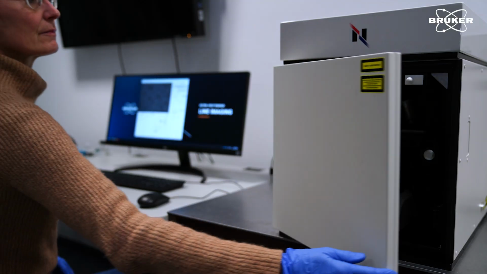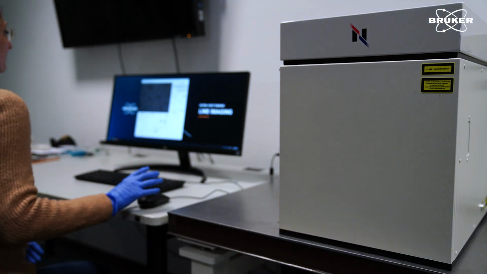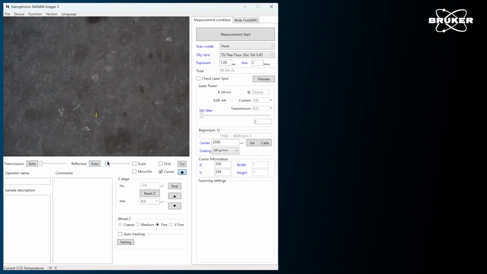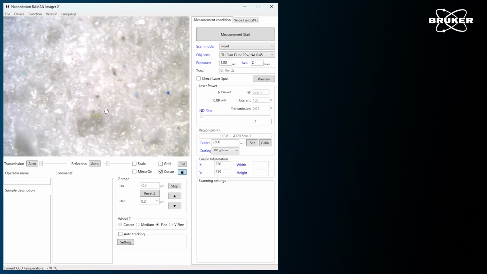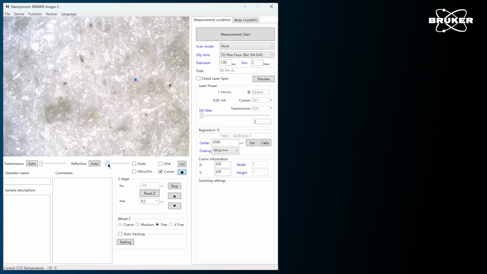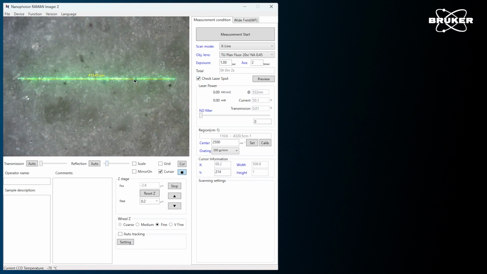typical quality control application. To do this, we take the sample and place it under the RAMANtouch Raman imaging microscope without any prior sample preparation. Next, we use the mouse to move the sample stage and activate the laser.